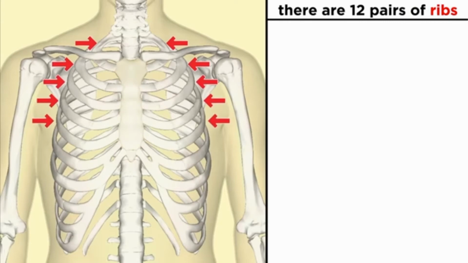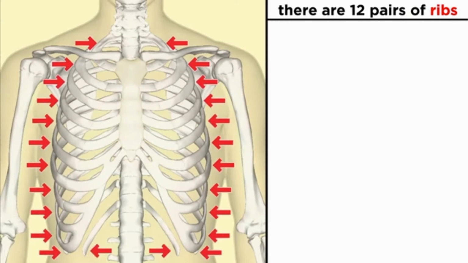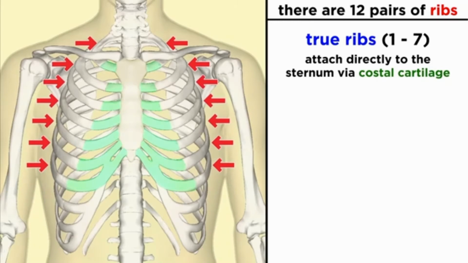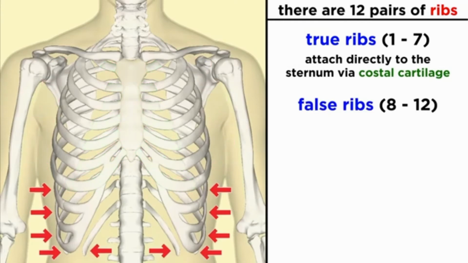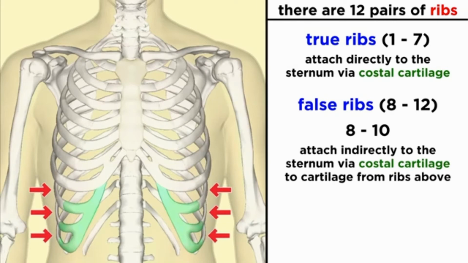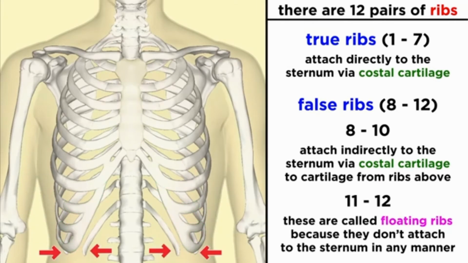Then there are 12 pairs of ribs that project from the vertebrae. The first 7 pairs attach directly to the sternum via sections of costal cartilage, and these are called true ribs. Then there are 5 pairs of false ribs, 3 of which attach to the sternum indirectly, with costal cartilage joining the cartilage from ribs above, and then the last 2 are called floating ribs because they don't attach to the sternum at all.